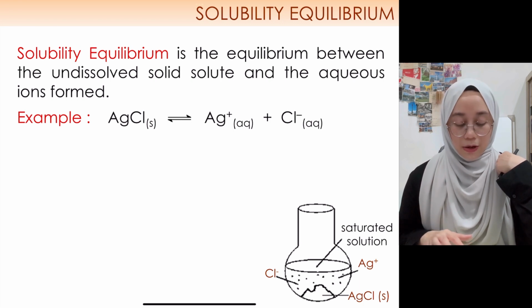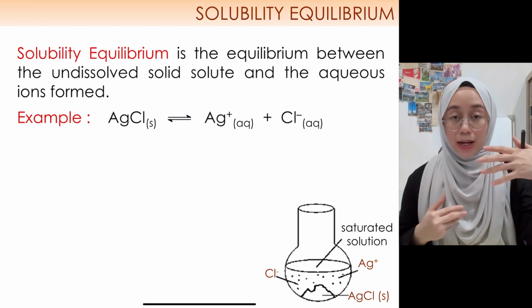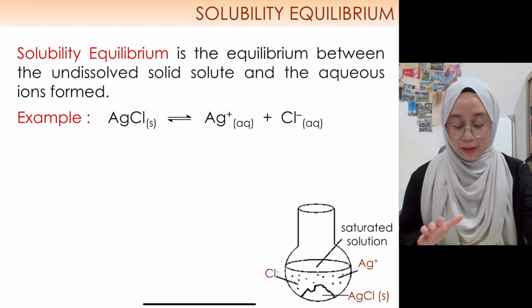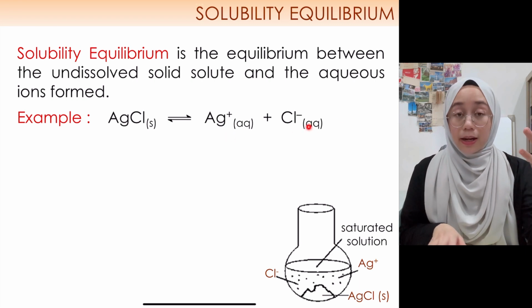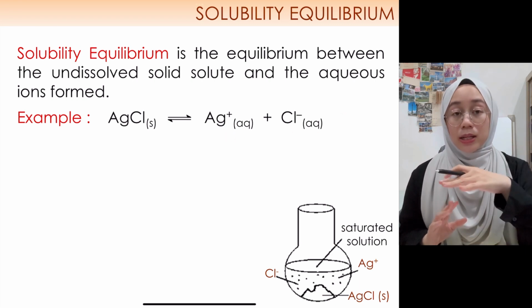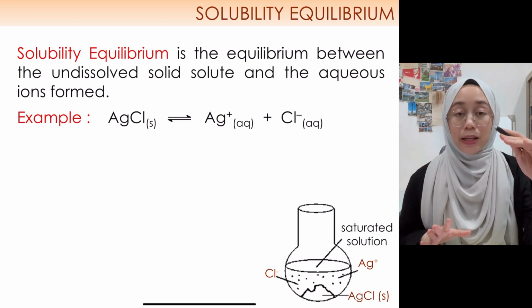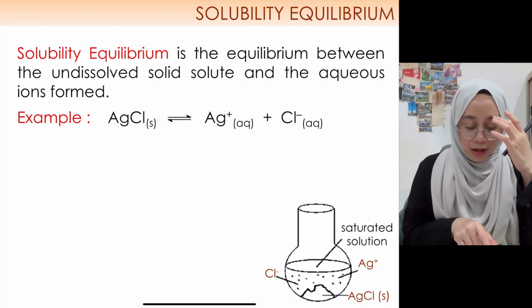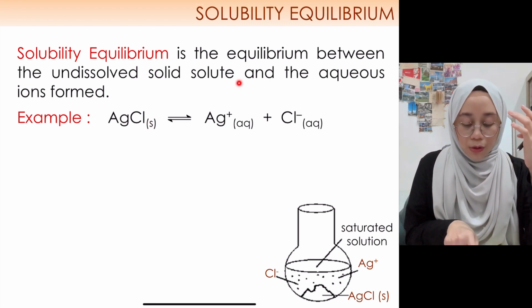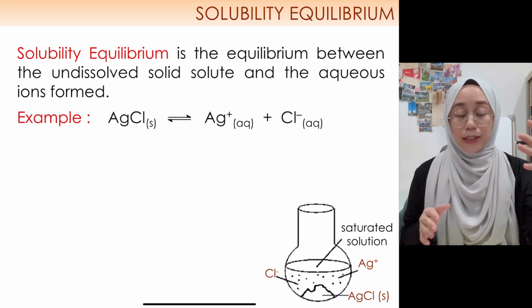Okay, so kalau kita masukkan dalam water, dia akan dissociate untuk menghasilkan Ag+ and also Cl-. So ion yang terhasil tu dalam bentuk aqueous lah. Okay, but then at some point bukannya semua ionic compound tu yang akan dissolve dalam water. Therefore nanti at some point dia akan reach equilibrium whereby the amount of undissolved solid solute dengan the amount of aqueous ion form tu nanti dia akan reach equilibrium.